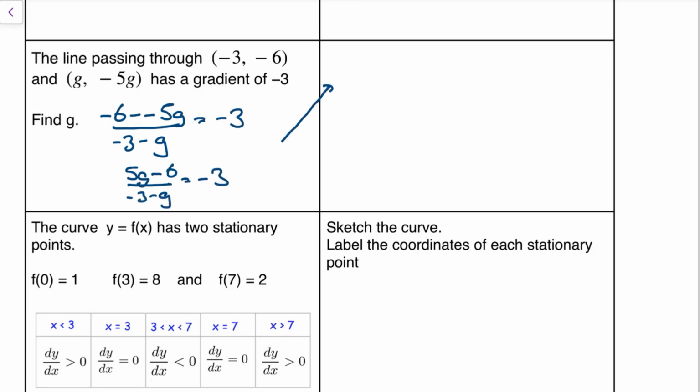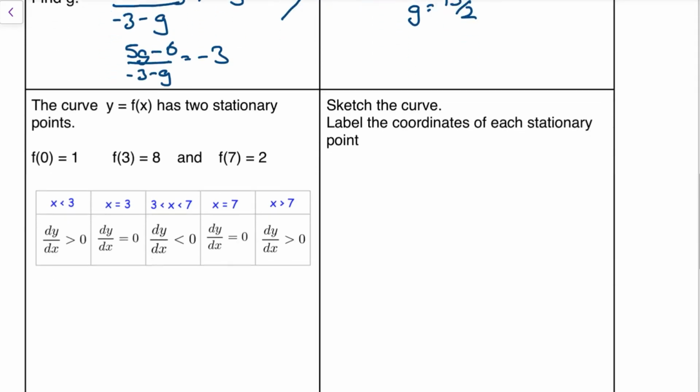And let's multiply through by the denominator. That's going to give me 5g minus 6 is equal to, now 3 times -3 is -9, and -g times 3 is -3g. And we've just got a straight linear equation now. So let's add 3g to both sides, which gives me 8g. And let's add 6 to both sides, which gives me -3. Actually, not a terrible question. Nice little sort of early paper question. What have we got next?